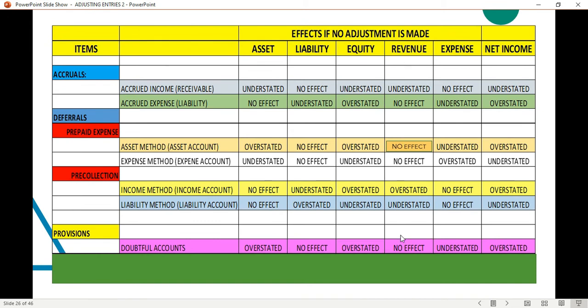Then we'll go to revenue first. Revenue will have no effect. And then expense will be understated because doubtful accounts is an expense account. So if you cannot recognize doubtful accounts, your expense will be understated. So your net income will be overstated. Why? Because you will be deducting your expense account from your revenue. If expense is understated, your net income will be overstated. And then close it to your equity, so your equity account will also be overstated.